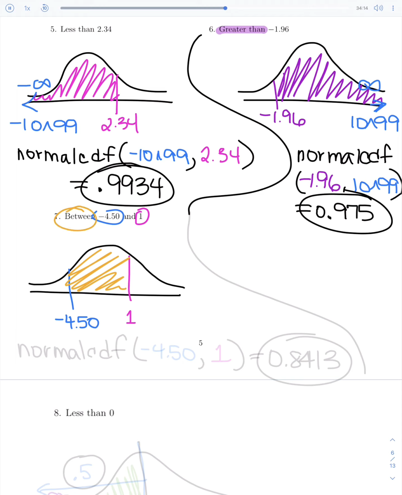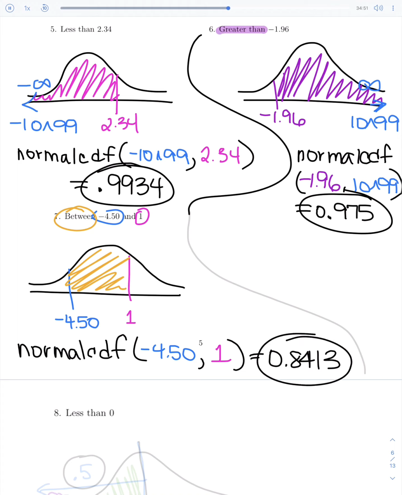So we do have a starting and a stopping value. We'll still use our normal CDF just like before, except this time we have the value where we want to start, which is that negative 4.5 working from left to right, comma, then we'll stop at our right-hand side endpoint, which is the positive 1, and we'll see what our calculator does add up for us for the area or probability here. What you'll notice that you get is a 0.8413, and that's your probability or area between your z-values of negative 4.5 and a z-value of positive 1.